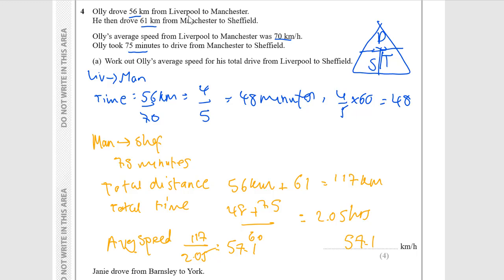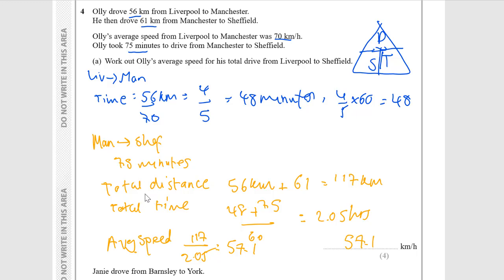His journey is broken down into two: Liverpool to Manchester, then Manchester to Sheffield. So we want to figure out kilometers over the hours. So we figure out the kilometers first for the total journey, and then the hours for the total journey. So we know that he traveled from Liverpool to Manchester, took 56 kilometers, and he did this over 70 kilometers per hour. So 4 over 5. So in terms of the time, it's 48 minutes, because 4 over 5 times 60 is 48. And then for Manchester to Sheffield, it took him 75 minutes.